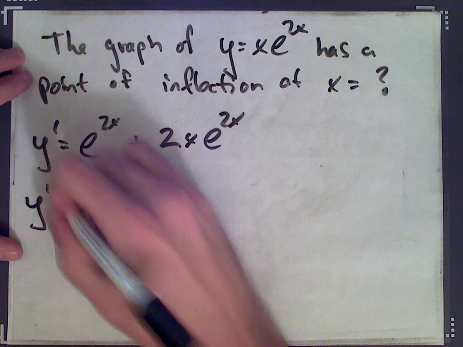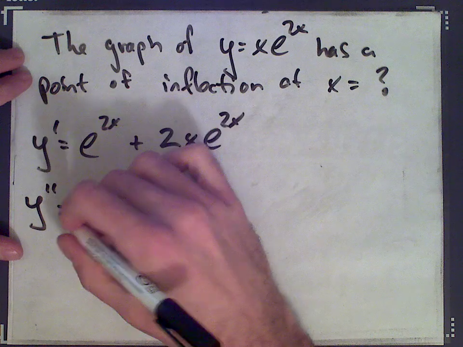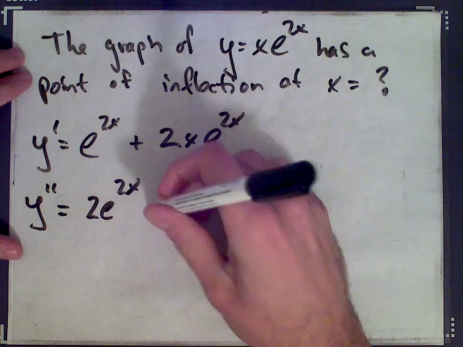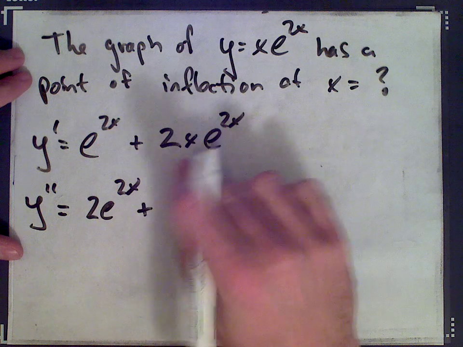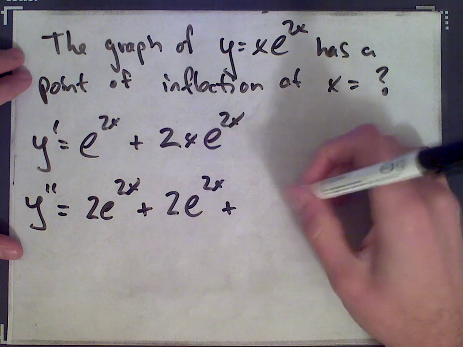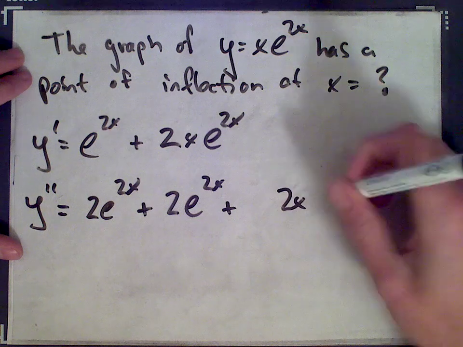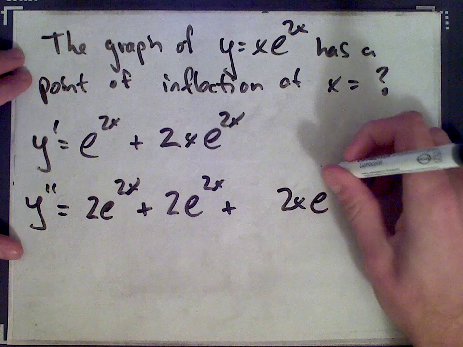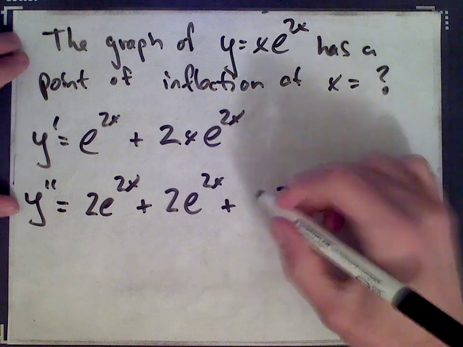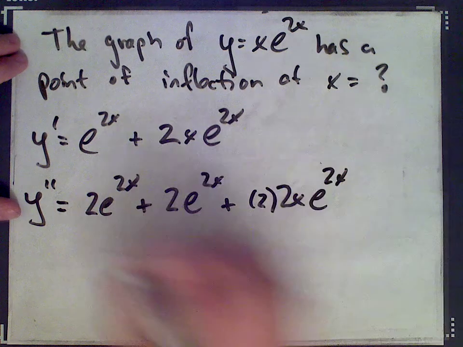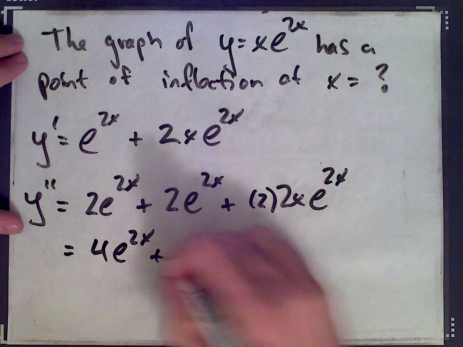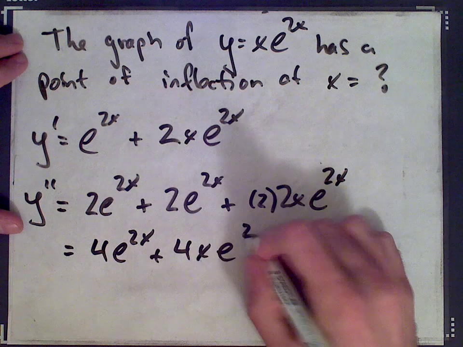And then the second derivative: the derivative of e to the 2x is 2 times e to the 2x. Then we get plus, so the derivative of the first factor is 2 times e to the 2x, plus the first factor times the derivative of the second, the derivative of e to the 2x. That's e to the 2x times 2. So we end up with 4 e to the 2x plus 4x e to the 2x.